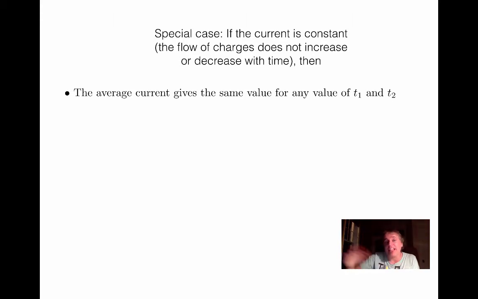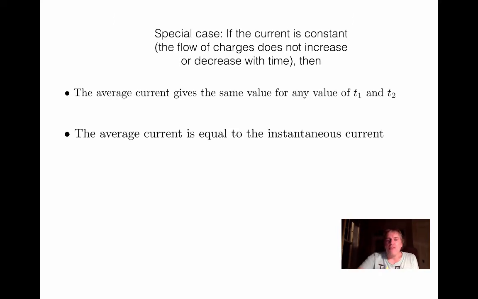But in the case of a current that is constant, obviously the average value always gives the same value, because the current stays the same. So no matter what you use for T1 and T2, you always get the same value. Another way of saying that is that if the current is constant, the average current gives the same value as the instantaneous current, because the current doesn't change anyway. So the two formulas for average or instantaneous always give you the same value for a constant current. This is the same as in mechanics. If you have an object moving at constant velocity, then average velocity and instantaneous velocity are the same.